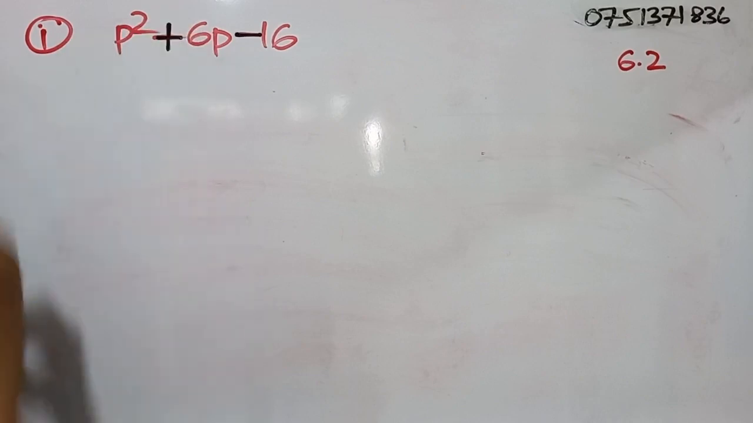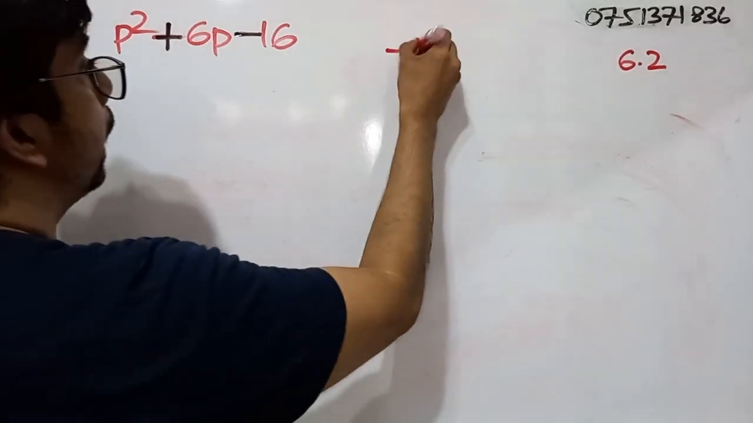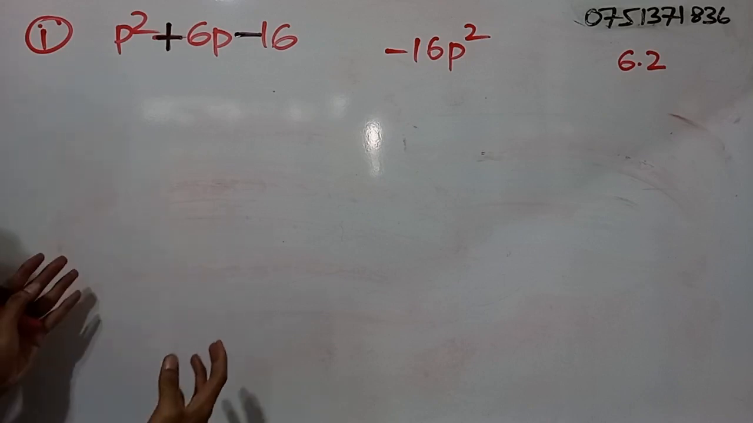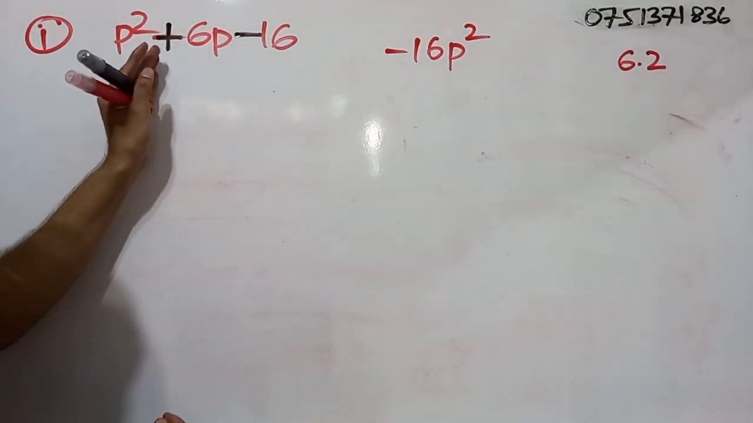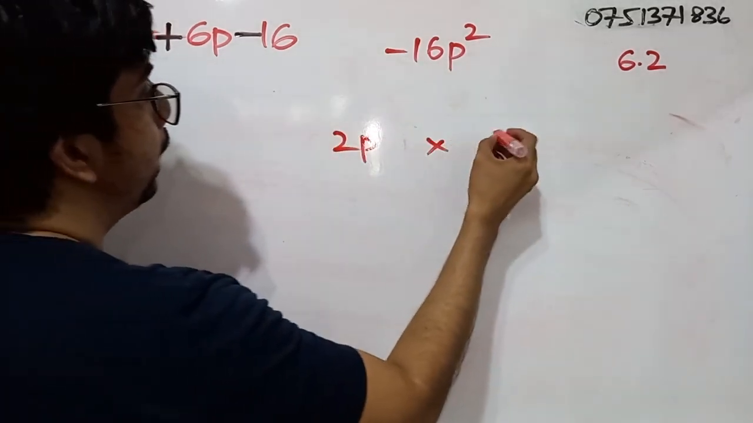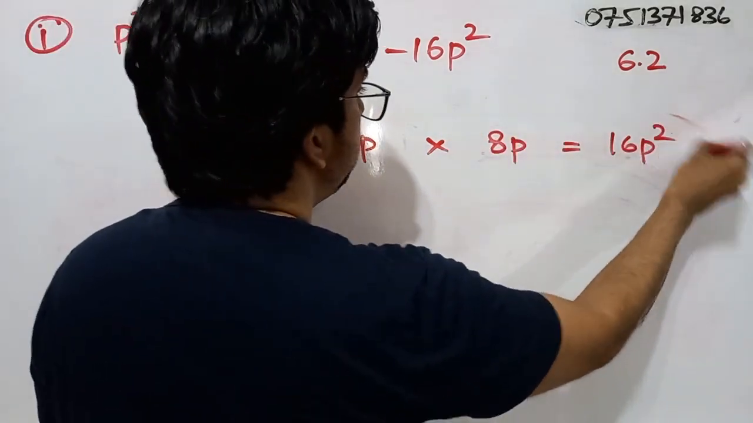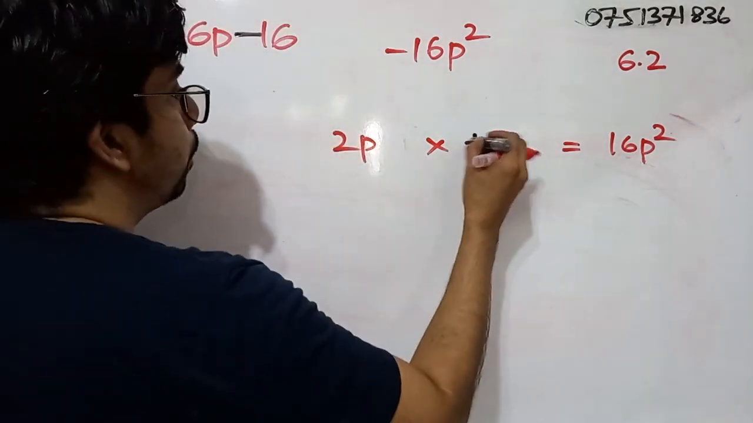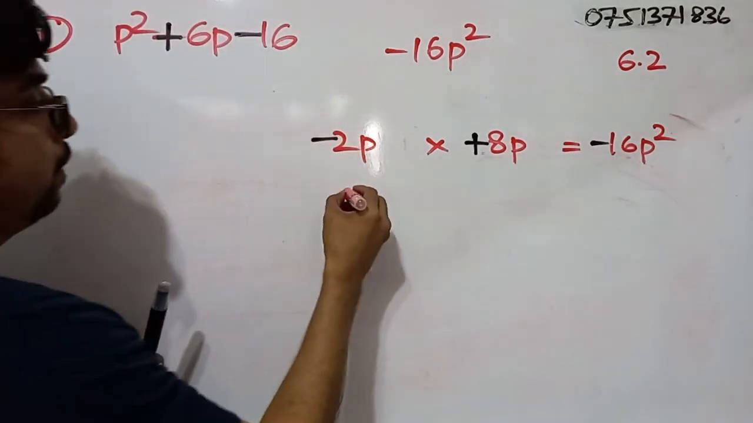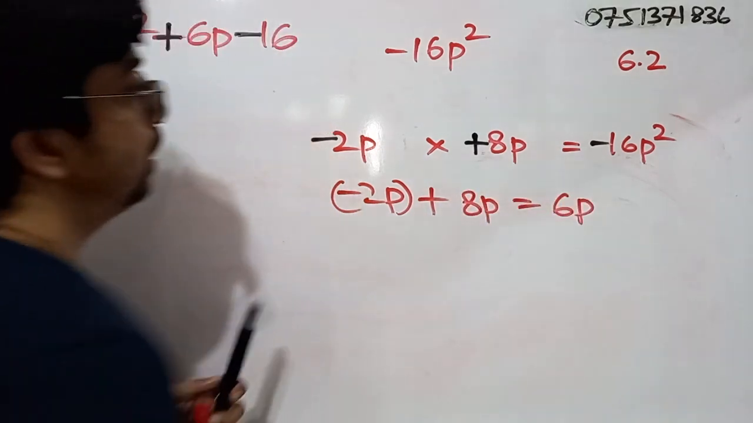This is minus, this is plus. So when we multiply these two, we get what? Negative 16p squared. Okay. So two factors, one should be positive and the other one should be negative. The larger one should be what? Right. So what are the two factors? 2p and 8p, no? So when we multiply these two, what do we get? 16p squared. Larger one should be positive, smaller one should be negative. So this should be what? Negative. When we add these two, what do we get? Negative 2p plus 8p, we get 6p, which is the middle term.